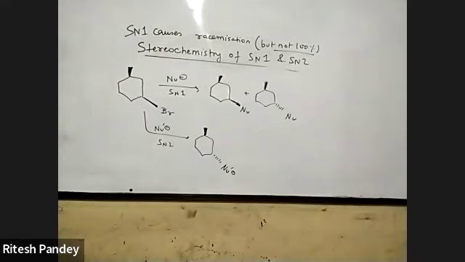Now it's comprehensive, all of you happy with this? You know how to deal with it when it's given in terms of the Fischer projection, and how to deal with it when it's given in the wedge and dash form.